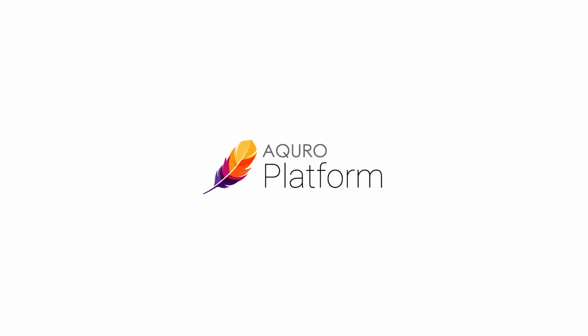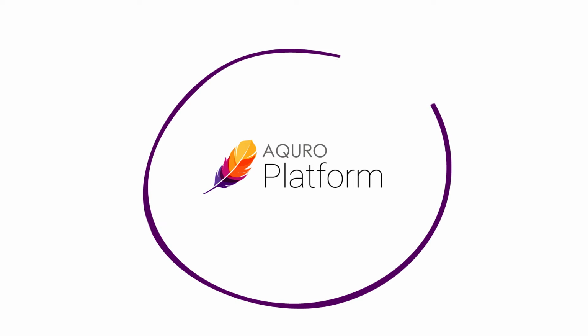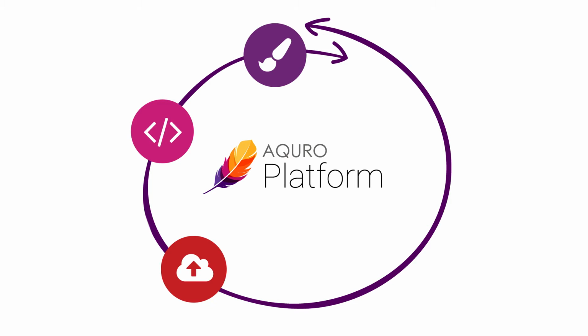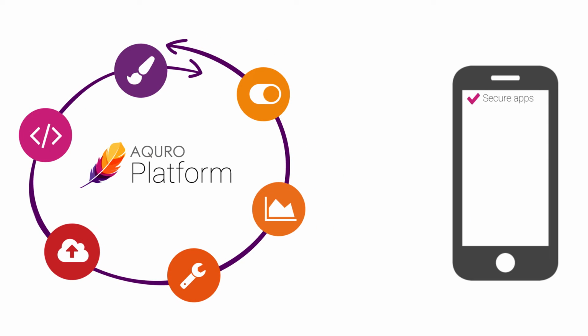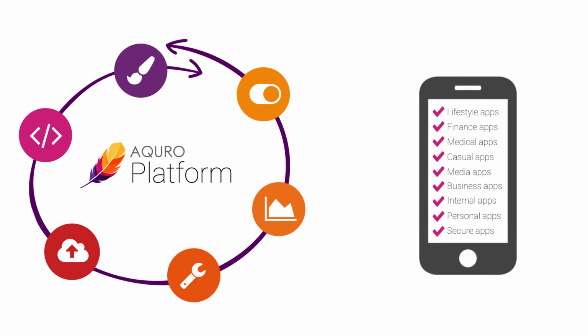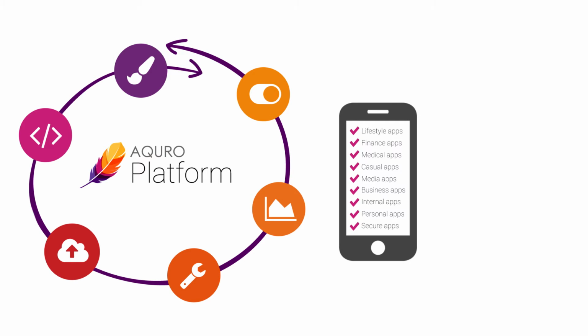Aquro Platform is a modern app development tool and a complete platform that supports the entire lifecycle of your mobile app project. With Aquro, you can design, create, publish, maintain, analyze, and manage your apps all in one place. You can quickly build simple apps as well as complex and business-crucial ones. Regardless of whether you're an app developer today or a web developer with ambitions of making apps, the Aquro Platform is the tool for you.